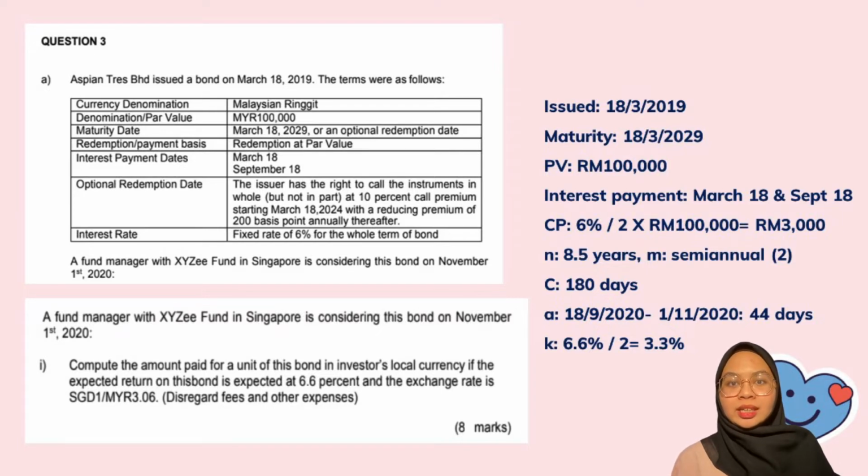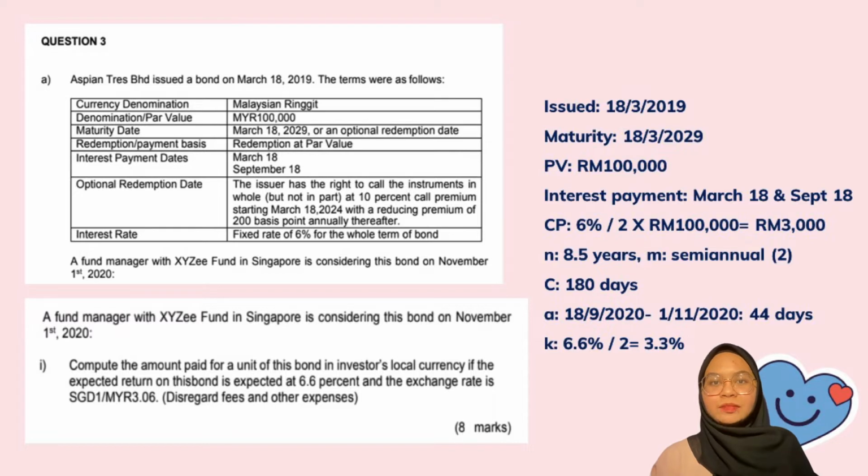As FIN3 had issued a bond on March 18, 2019, the terms were as follows. Current denomination is Malaysian Ringgit, par value is at 100,000 Ringgit. The maturity date is on March 18, 2029 or an optional redemption date. The payment basis is at redemption at par value. The interest payment date is on March 18 and September 18.